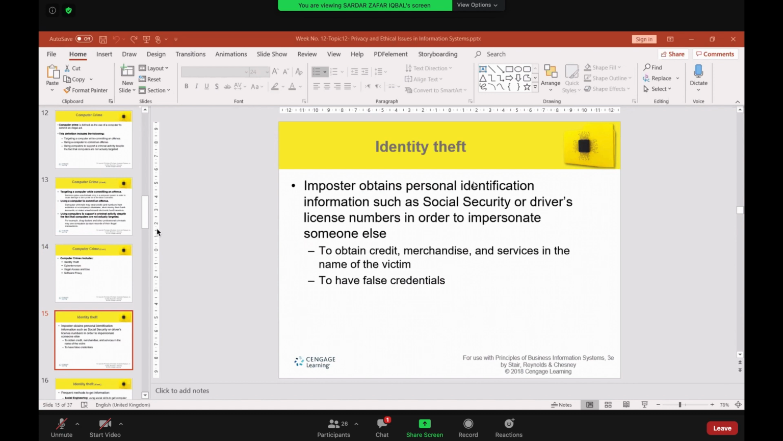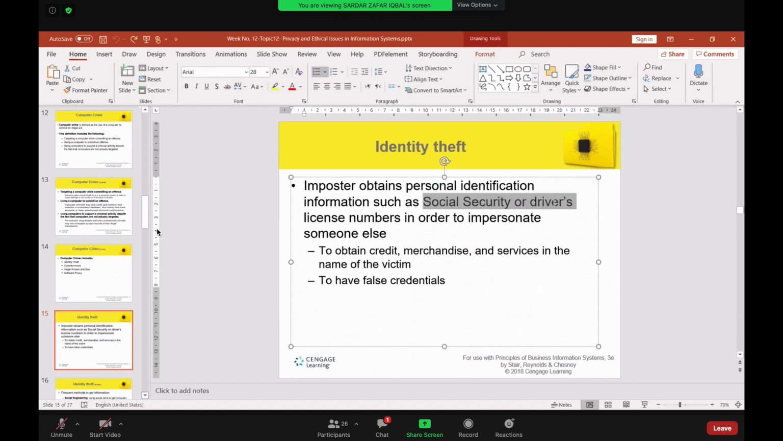An imposter obtains personal identification information, such as social security or driver's license numbers, in order to impersonate someone else, to obtain credit, merchandise, and services in the name of the victim, or to have false credentials. We have IDs and passwords for our emails, credit information, bank accounts, and many services in our daily life, and we use the identity. It's very important. So this is one type of crime, identity theft, where you can steal this ID from a person.